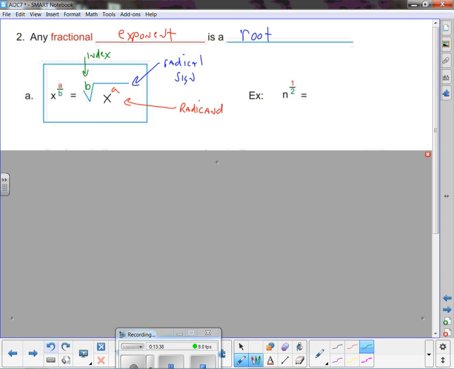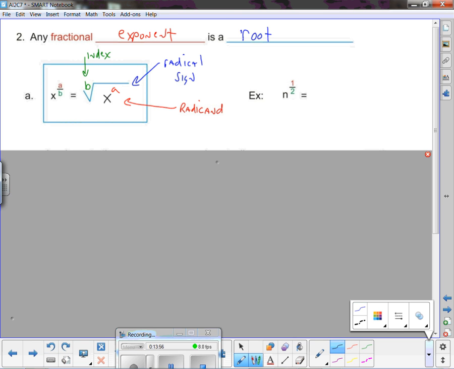The index tells you what kind of root you have. Square root, cube root, fourth root. This one is a b root. All right, we want the b root of. That's the way it goes. So take a look at our example here to the right, n to the 1/2 power.